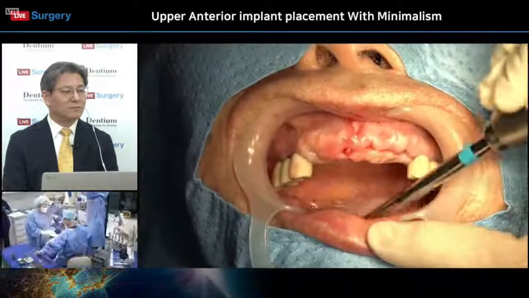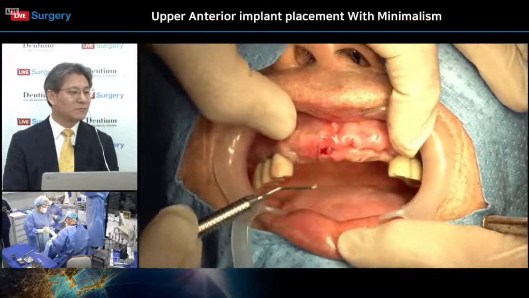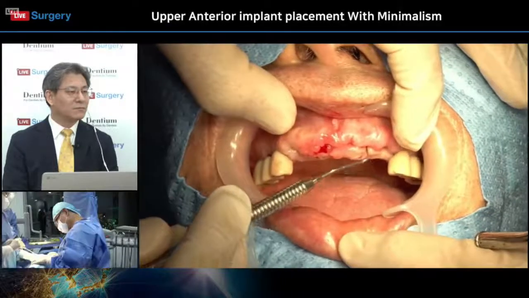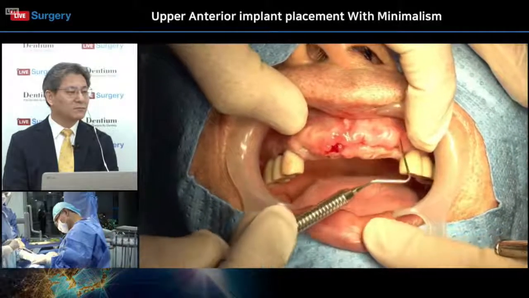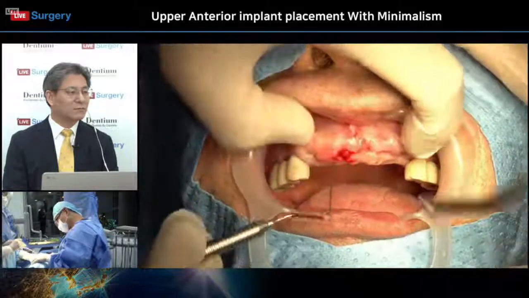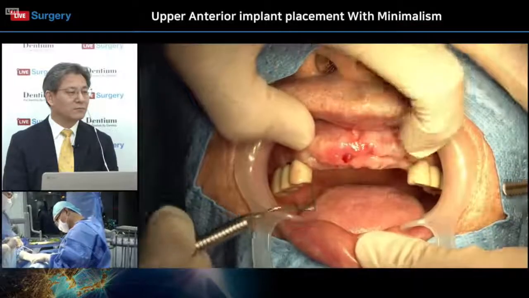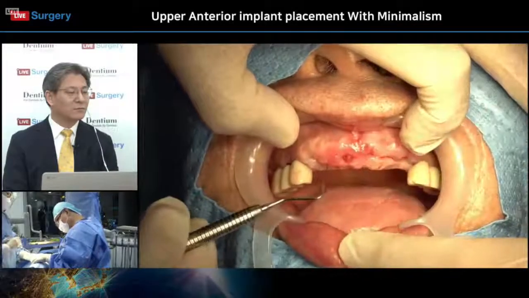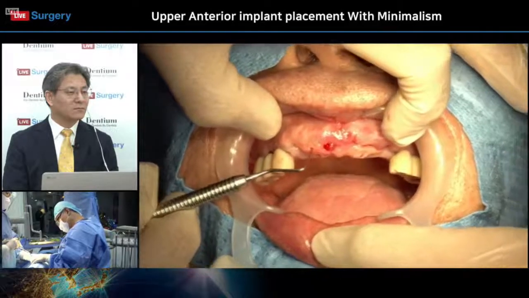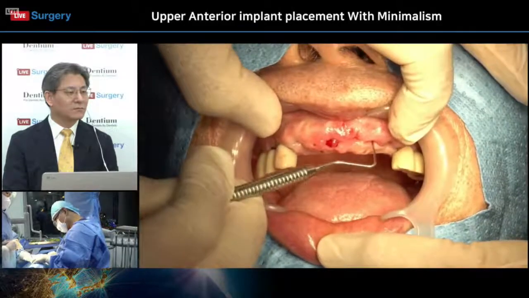But anyway, we depend on the bone conditions, and this pontic area's bone is very sound, but in this area there is some defect on the palate side, so we must do some bone grafting. And for the implant site, we can decide the good positions. Maybe this side is ideal for the placement of the implant, and also the other side of the lateral incisor would be ideal.